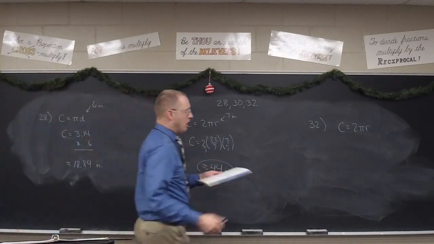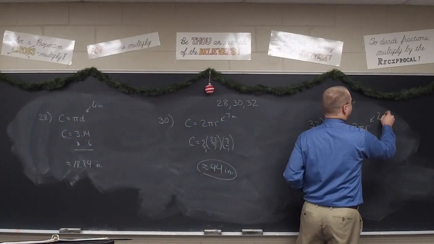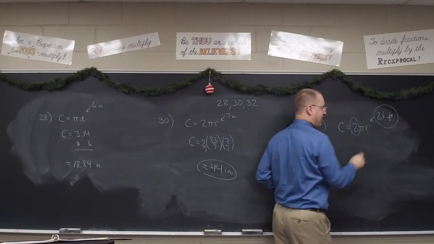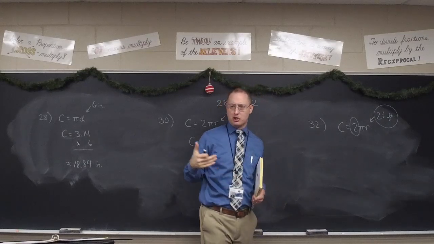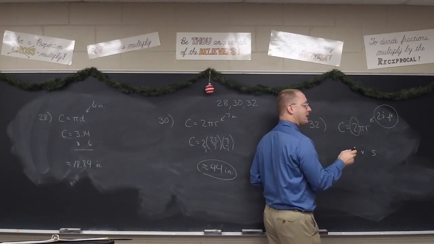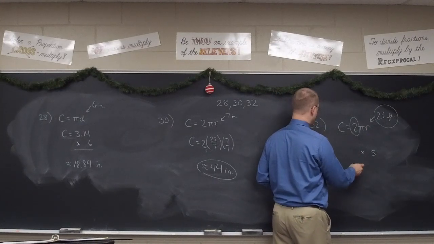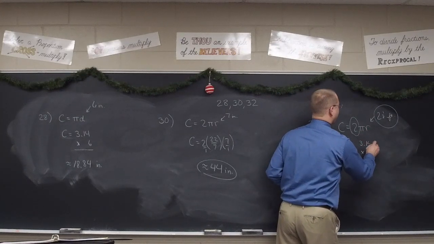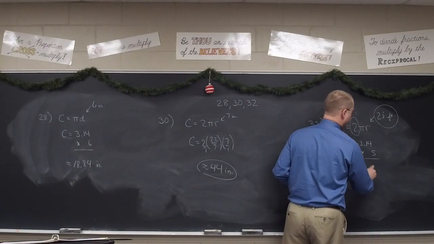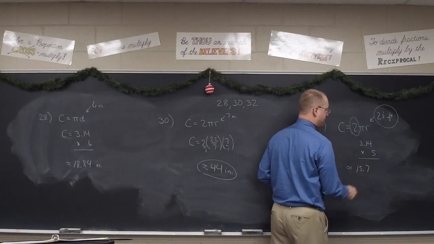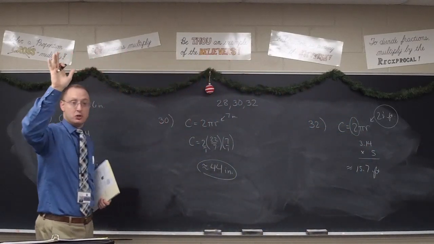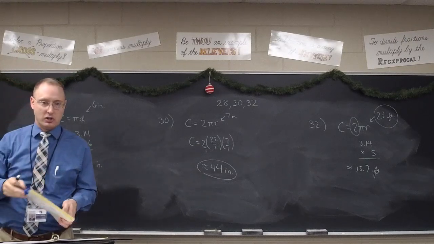Looking at number 32, the radius it says is 2.5 feet. I'm going to put the 2 and the 2.5 together. I'm going to multiply. What's 2 times 2.5, class? 5. And then we're going to multiply the 5 by 3.14. Yeah, no reason to use 22/7 here. We'll multiply by the 3.14, end up with 15.70, or approximately 15.7 feet. How many had that? Those who made it to number 32. Any questions on how to find circumference?